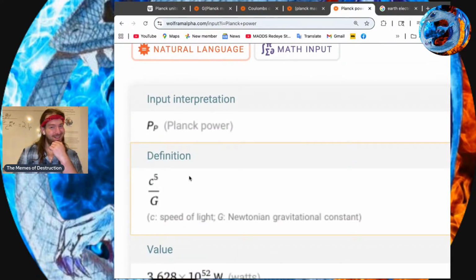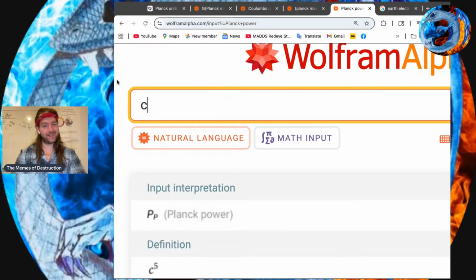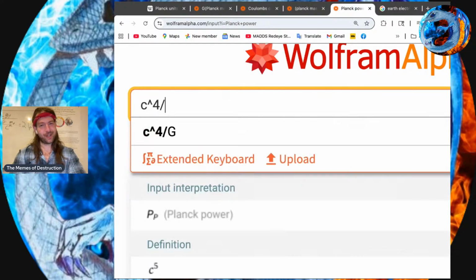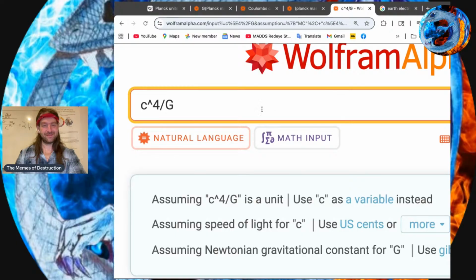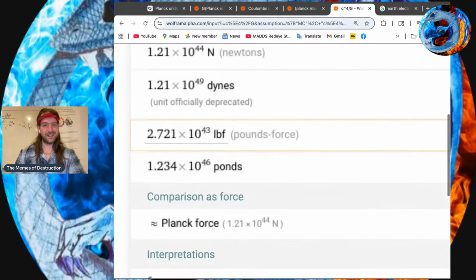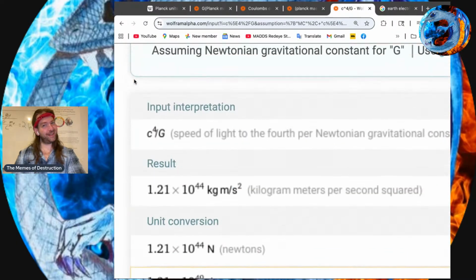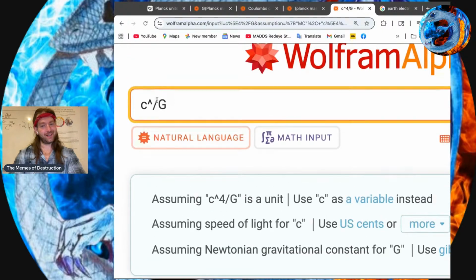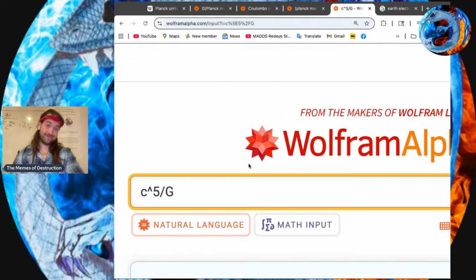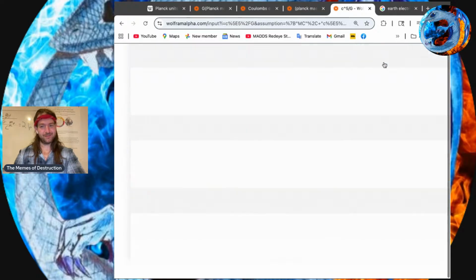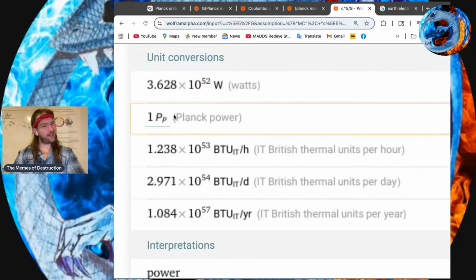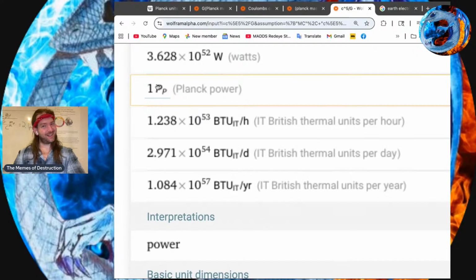This is interesting. This basically doesn't have an elementary unit of action. It's basically one above the Planck force, because the Planck force is c to the fourth divided by big G. So this is the Planck force, but if you raise c to the fifth power, it goes to the Planck power. All right, it's a very ginormous number.